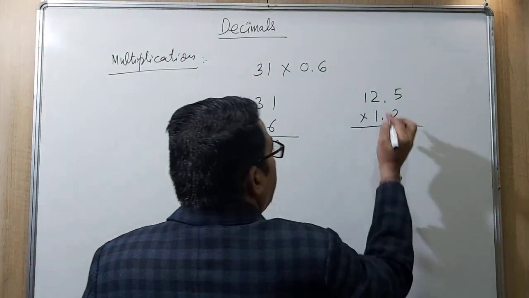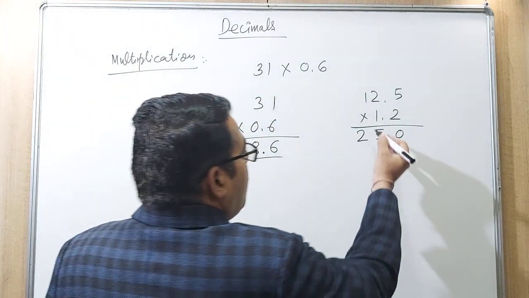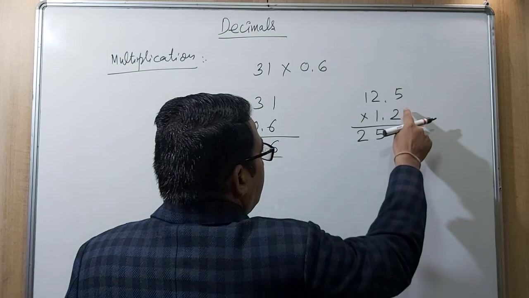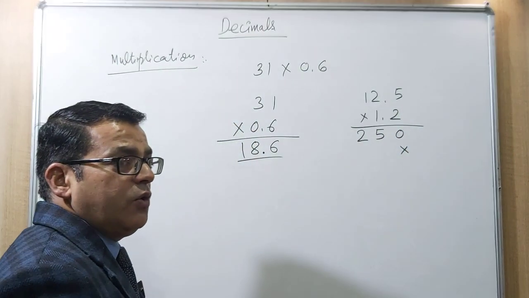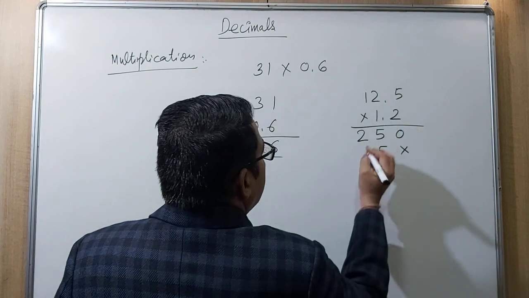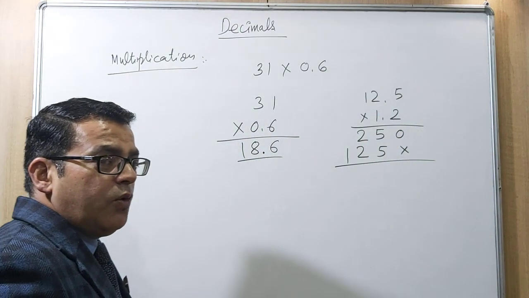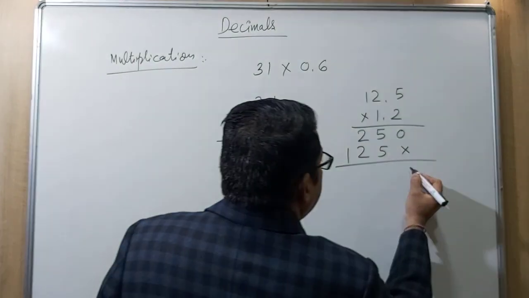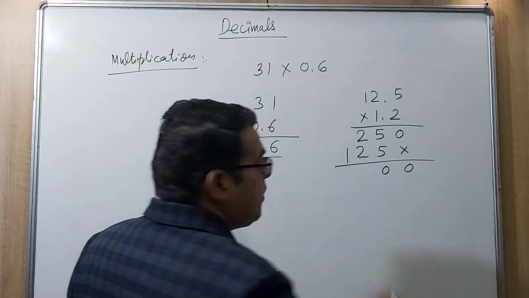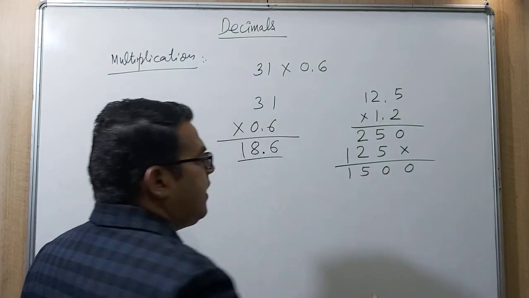2 2s are 4 and 1, 5, we can write here. 2 1s are 2, we can write here. Now for multiplying by 1, we need to put a cross or 0 here. Then 1 into 5 is 5, 1 into 2 is 2, 1 into 1 is 1. Now what to do? We can add them. So 0 and 5, 10, we know that carries 1. 2 2s are 4 and 1, 5, and 1 we can write as it is.